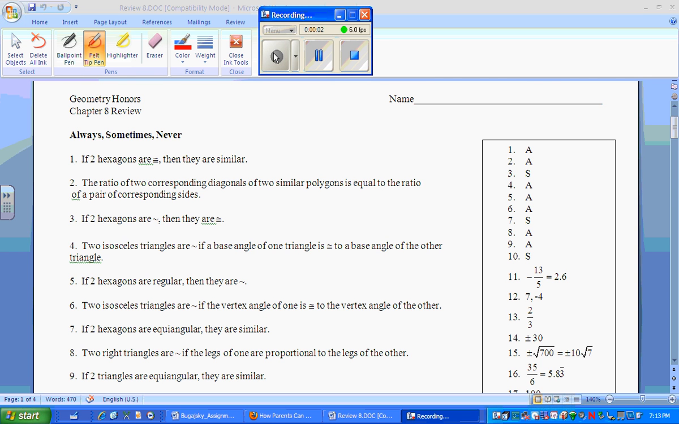Hello, this is review 8 for the chapter 8 test. This will be in 3 parts. This will be part 1 of the 3-page review sheet. Let's start with the always, sometimes, never.